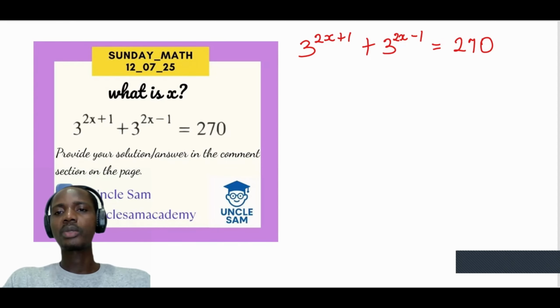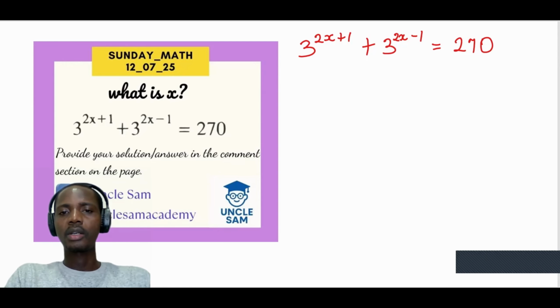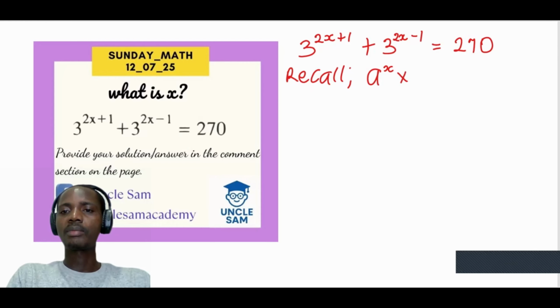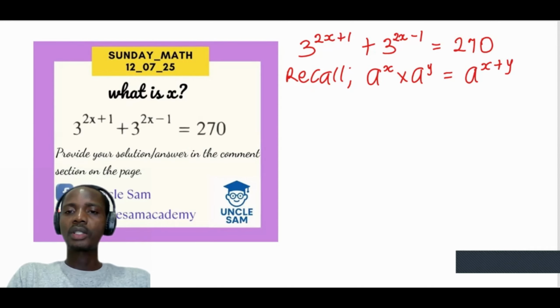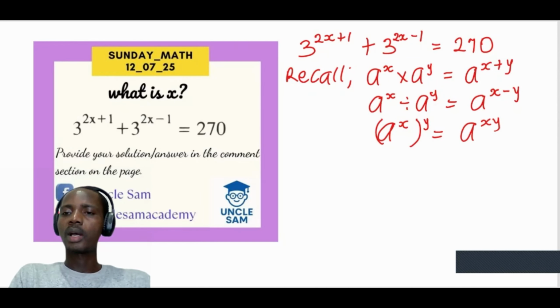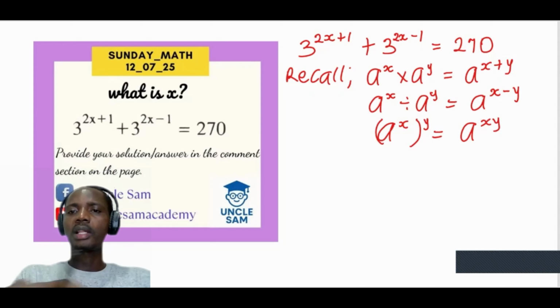Before then, it is important to know that we're going to be using some laws of indices in solving this problem. So I'm going to remind us of these laws. First, we need to recall: a raised to power x times a raised to power y is equal to a raised to power x plus y. Secondly, a raised to power x divided by a raised to power y is equal to a raised to power x minus y. Also, a raised to power x all raised to power y is equal to a raised to power xy. Okay, having recalled this, let's solve the equation we have.